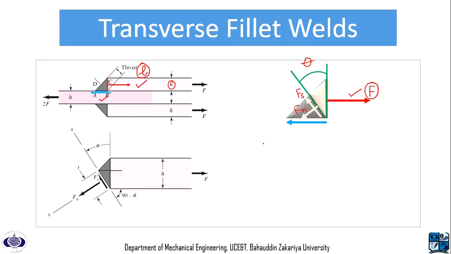Now from here we can say that the normal stress is going to be Fn over TL, where T is this length and L is basically the width of this fillet weld. Similarly, the shear stress is going to be Fs over TL.